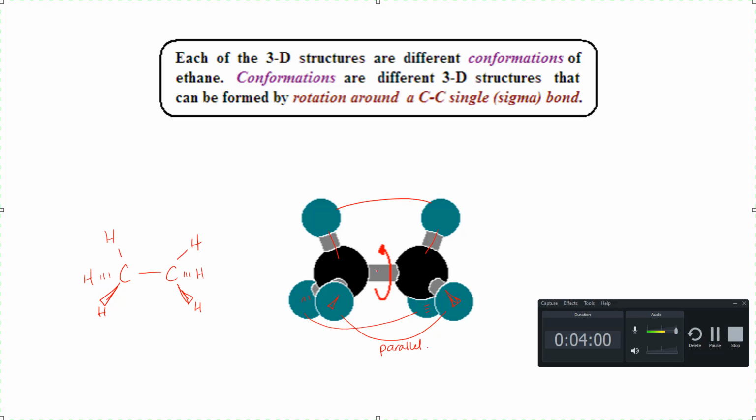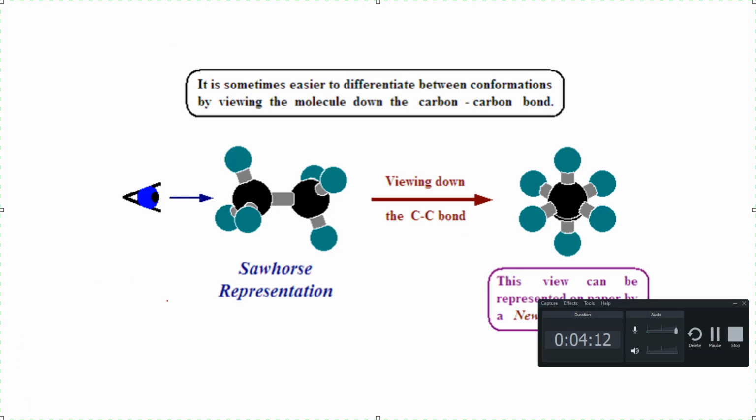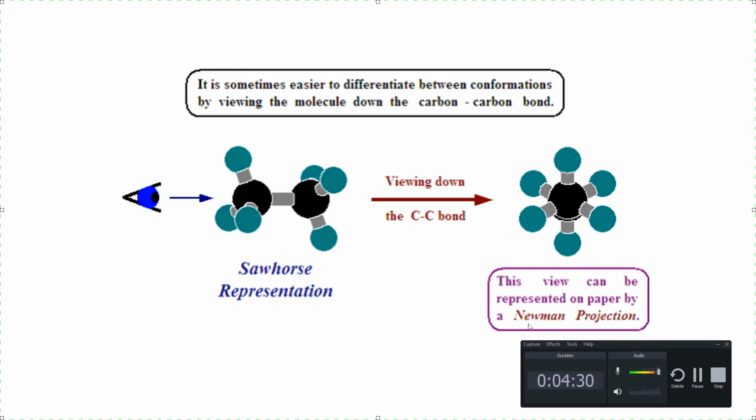Now, it's kind of hard to see that from this sawhorse representation or from this ball and stick. So there's another representation that we commonly use to look down carbon-carbon bonds, and that is to take my big eyeball here and look down that carbon-carbon bond. Now I'm back to the beginning structure that I showed you. When we view this molecule down that carbon-carbon bond, it would look like this. This is what's called a Newman projection.